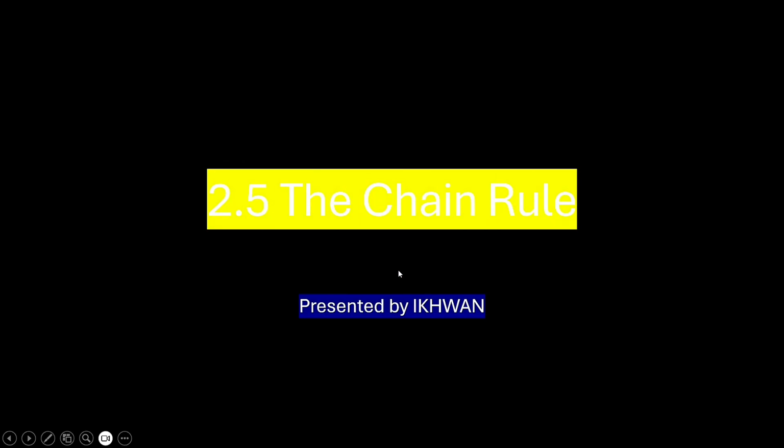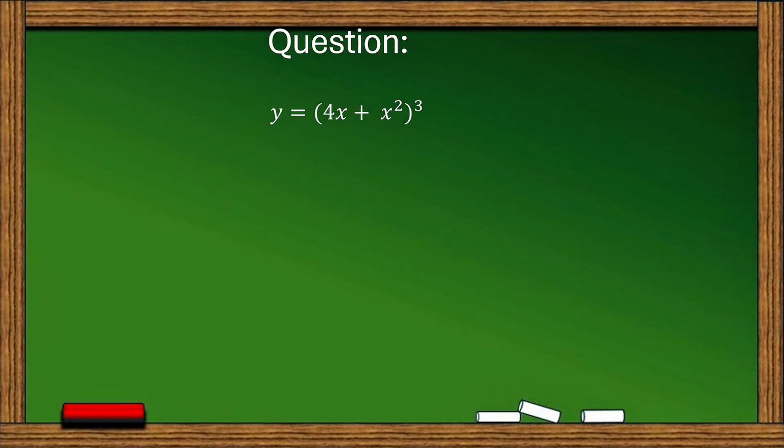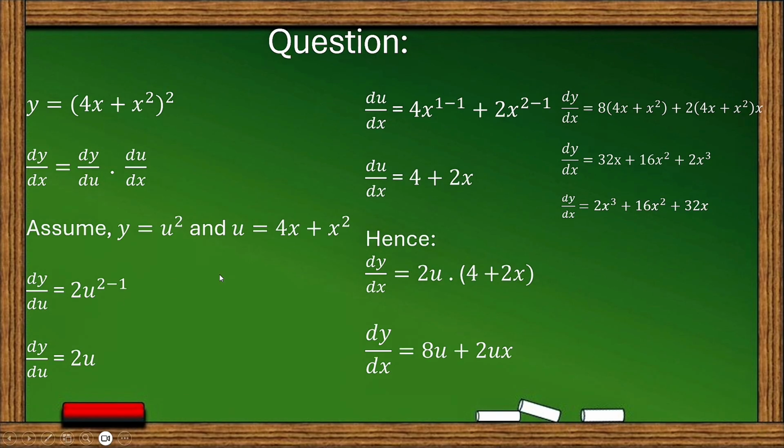I am also going to explain to you about 2.5, the chain rule. So we look at the question. y equals open bracket 4x plus x power of 2 close bracket, power of 3. How to get dy over dx? dy over dx equals dy over du times du over dx. I assume that we have u and x. So I assume y is equal to u power of 3 and u is equal to 4x plus x power of 2.